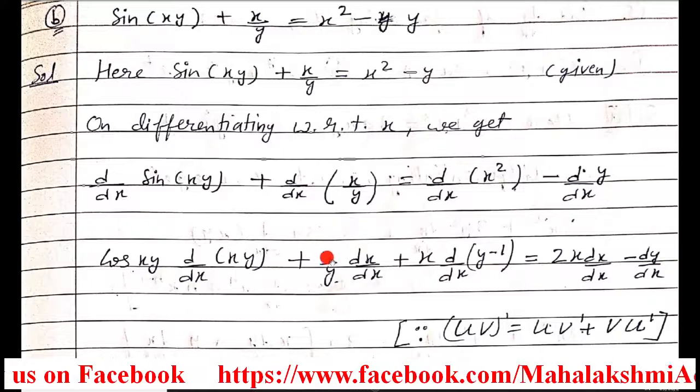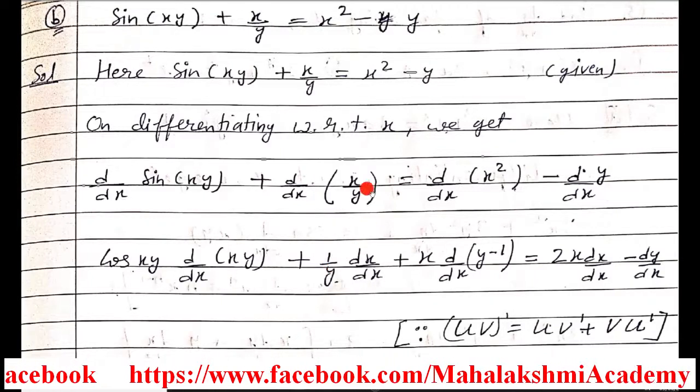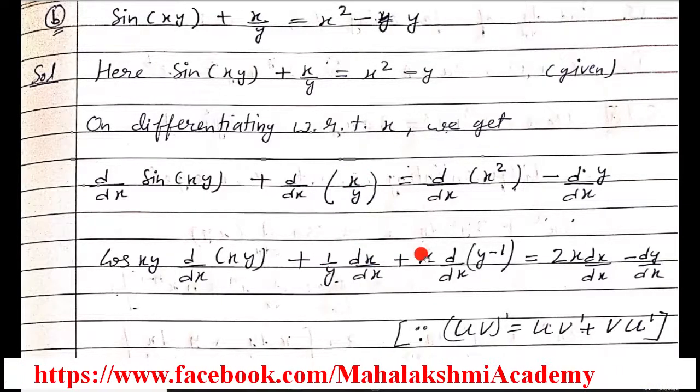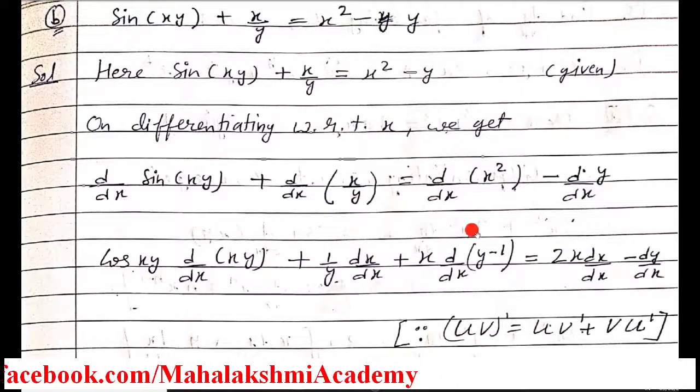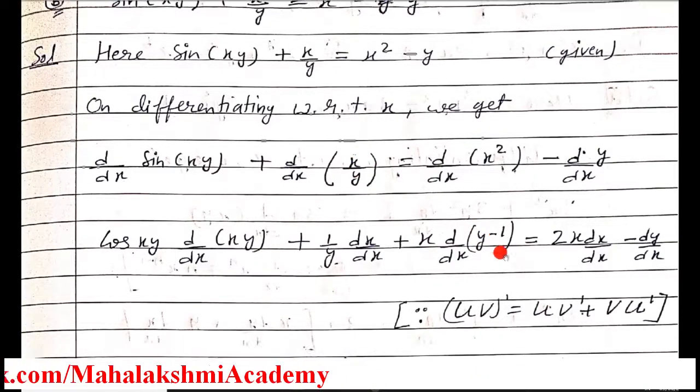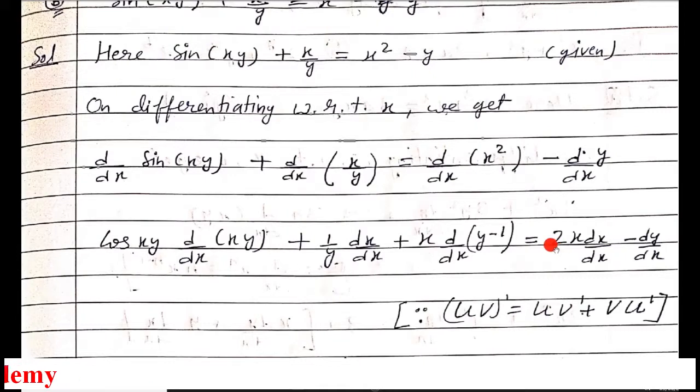So the first function as it is, 1 upon y as it is, then dx over dx. Then x as it is, then we have to differentiate 1 upon y. 1 upon y means y to the power minus 1. Now here we will differentiate using the x to the power n formula, that is n x to the power n minus 1. Then the chain rule will apply, dy over dx, and this is as it is.